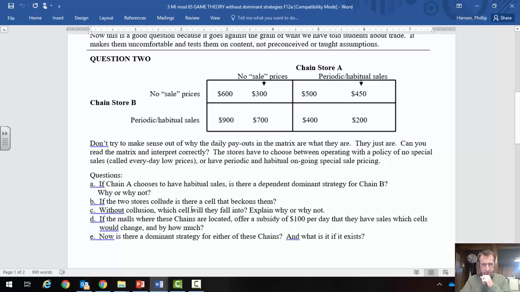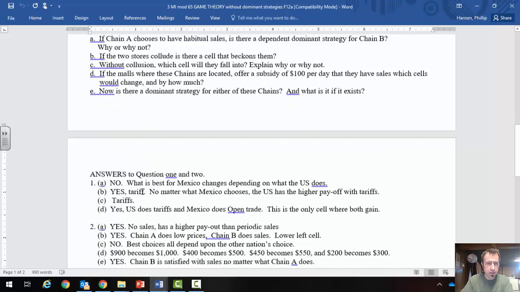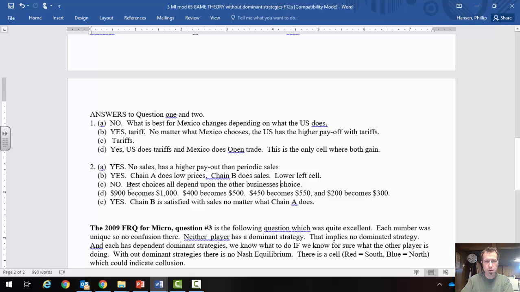So back to question C, without collusion, which cell will they fall into? Well, we don't know because they don't know what the other is going to do. There's no dominant strategy. And so for C, the key says no. Best choices all depend on the other business's choice.